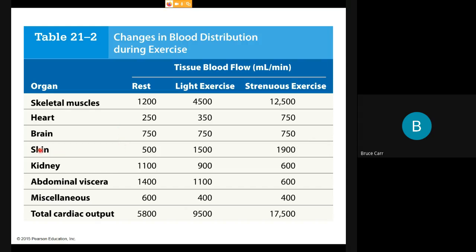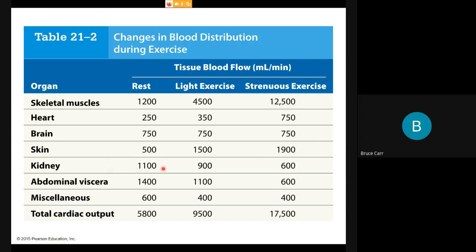The skin is involved in thermoregulation, and so from 500 mils at rest, and here we're assuming that you're resting under comfortable circumstances, but light exercise generates heat, strenuous exercise generates more heat, and so we're approaching 4 times the blood flow through the capillaries of the dermis in order to dump that excess heat. But look what happens. Do you need to make urine at a high rate in order to exercise? You really don't.